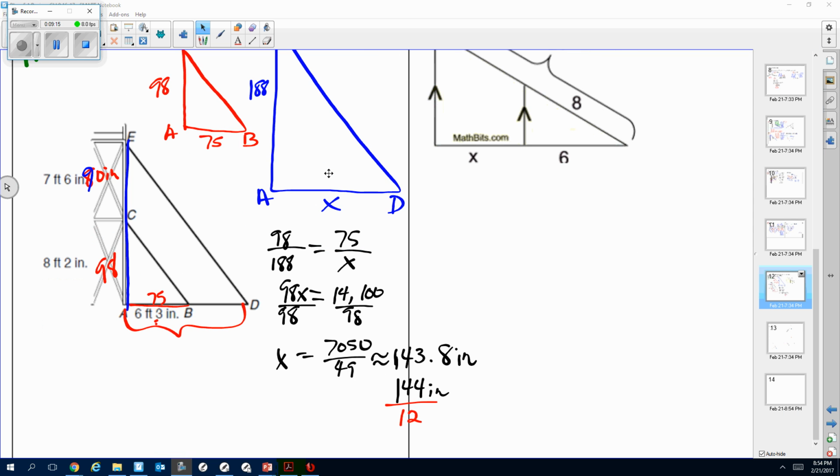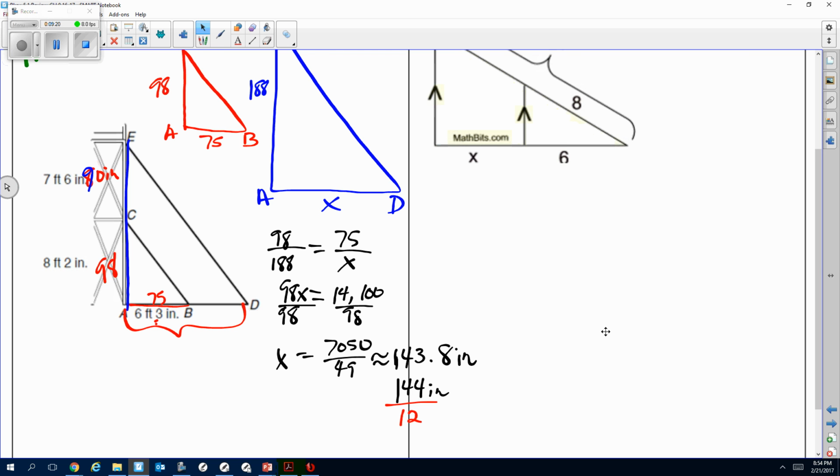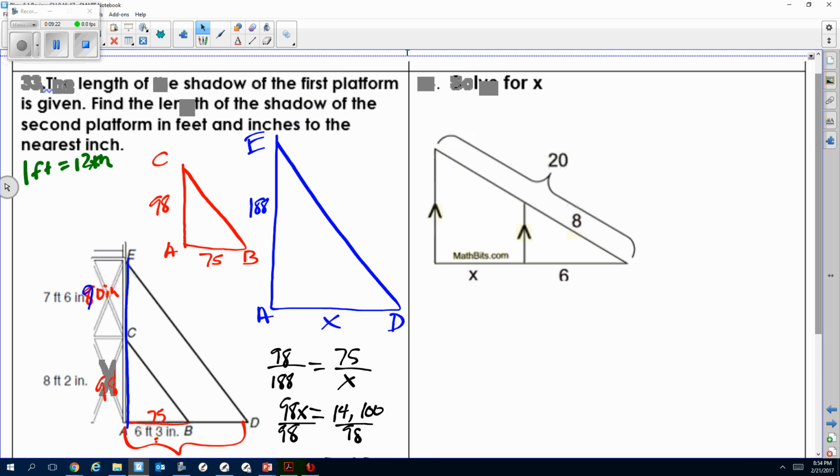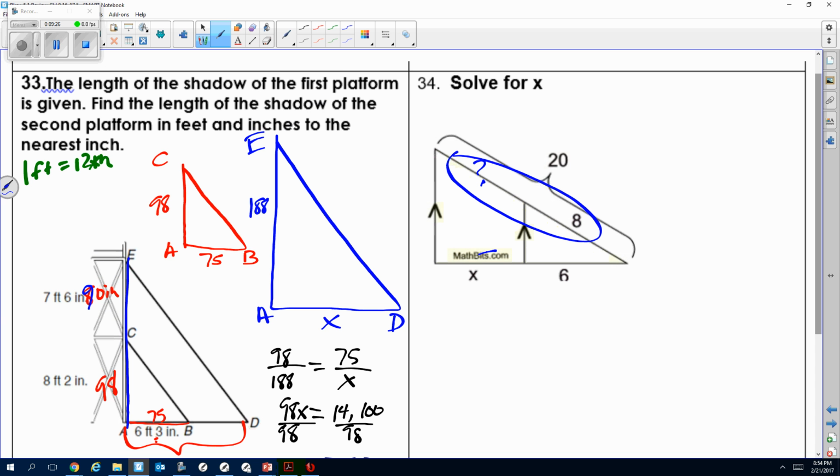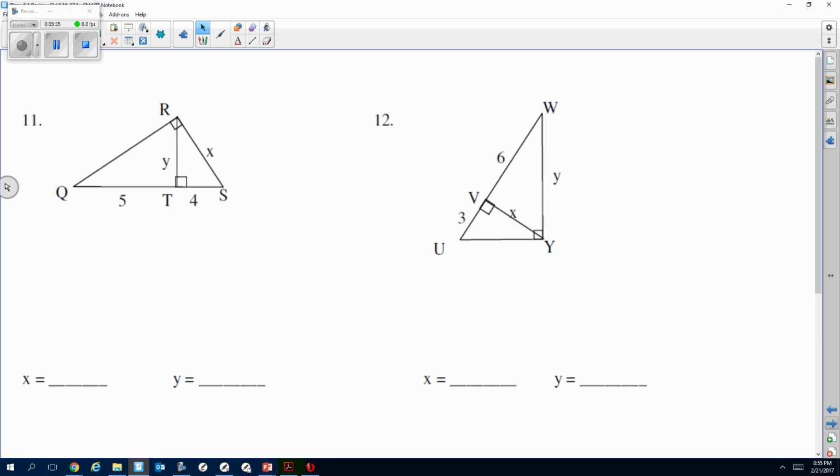So basically just what I was trying to say on 34 here is that you need to make sure you find this missing part so you can do your proportions. Okay, and you can figure that out because they gave you 20 and you have the other one is 8. That's your hint.